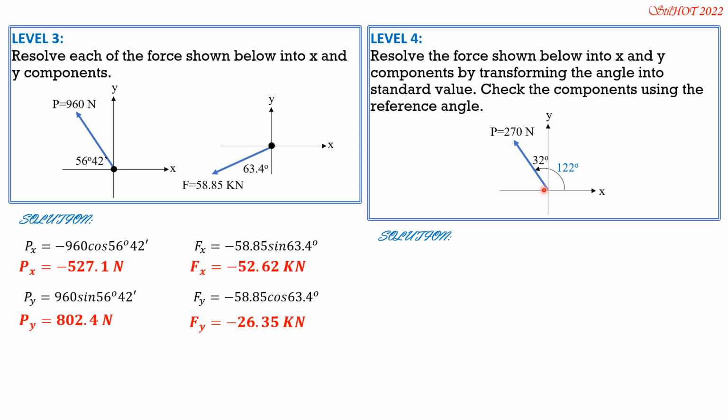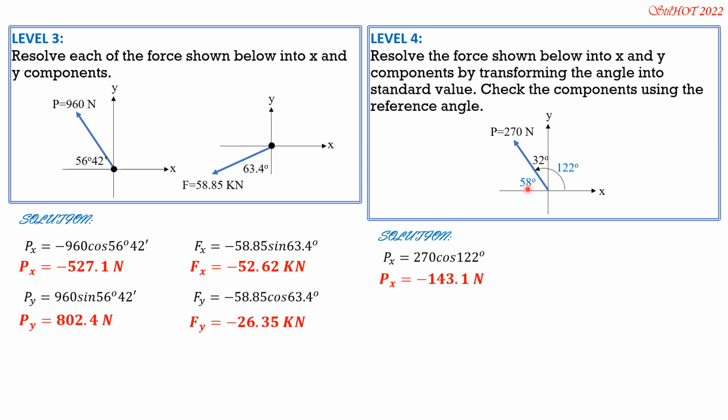So Px is 270 cosine of 122. So Px is negative 143.1 newtons. Py is 270 sine of 122. By the way, let's check first if it is negative 140.1. The reference angle is 90 degrees minus 32 because that's 90 here. So 90 degrees minus 32, the reference angle is 58.